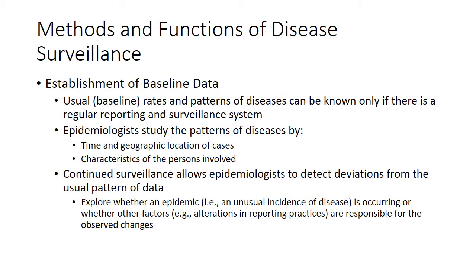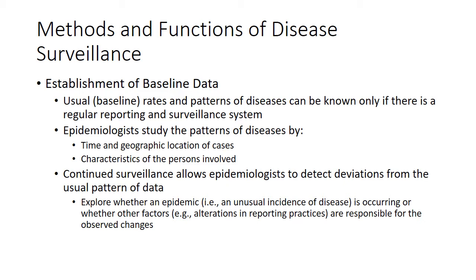So when you're surveilling for different patterns of disease, one of the big things you want to know is your baseline. Generally, epidemiologists are going to use data about rates and patterns of disease based on regular reporting that's been done previously or with the surveillance systems. Generally, you can study patterns of disease by looking at the time frame that it becomes more or less prevalent, the geographic location of certain cases, and also the characteristics of the people that were involved. What type of risk factors were predisposing these people to disease, or maybe protecting them in some cases.